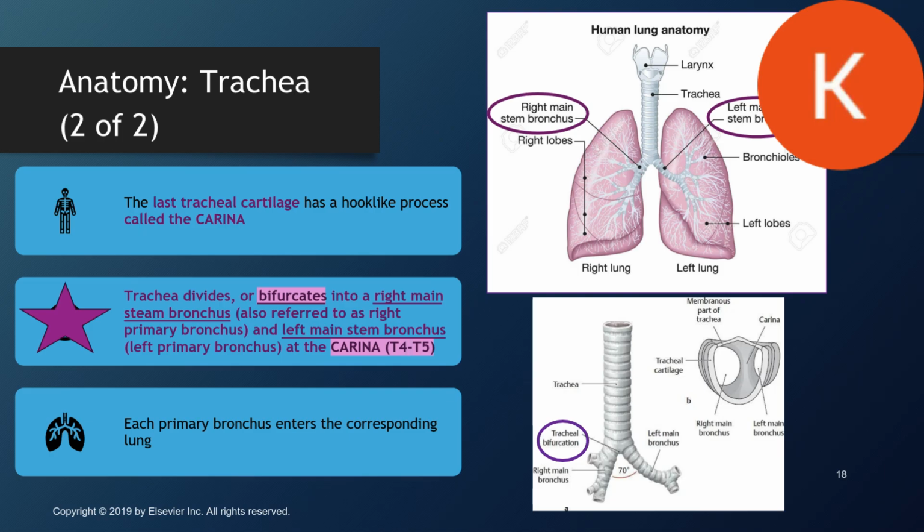Then on the bottom, it just shows the tracheal bifurcation, the right main bronchus and left main bronchus. The degree of difference in between that is 70. Then we have our carina. It shows how the tracheal cartilage looks like, the membranous part of the trachea, and the right and left main bronchus openings as it travels down the lung.